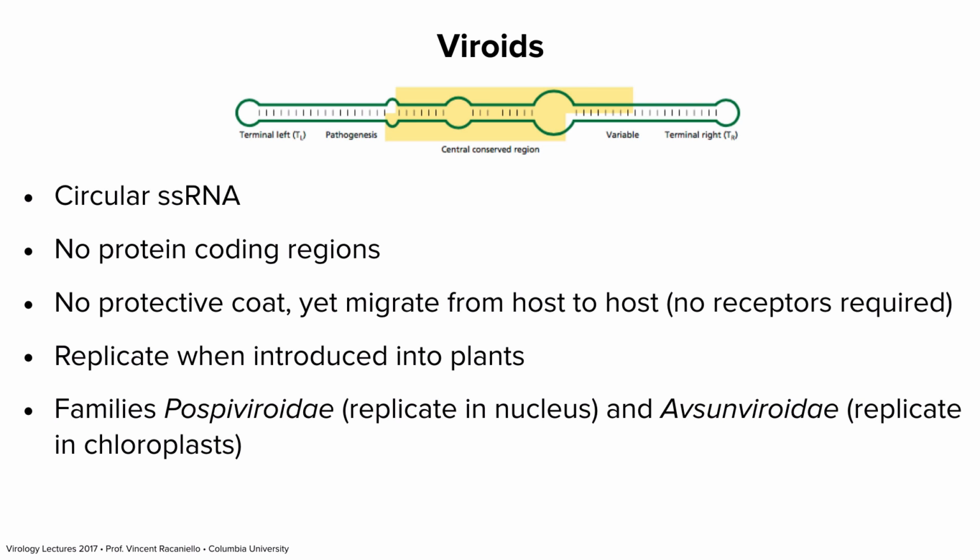There are two families of viroids. Now remember, all the families of viruses we've talked about so far are viridae. These are viroidae to indicate that they're viroids. So we have pospiviroidae, they replicate in the nucleus, and avsunviroidae replicate in chloroplasts. And we'll see about this in some detail in a moment.